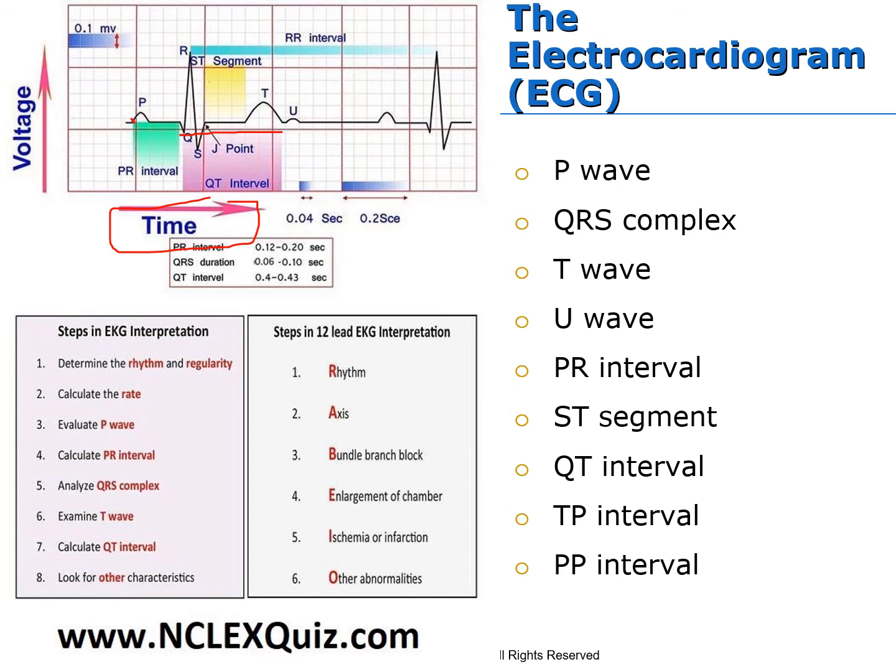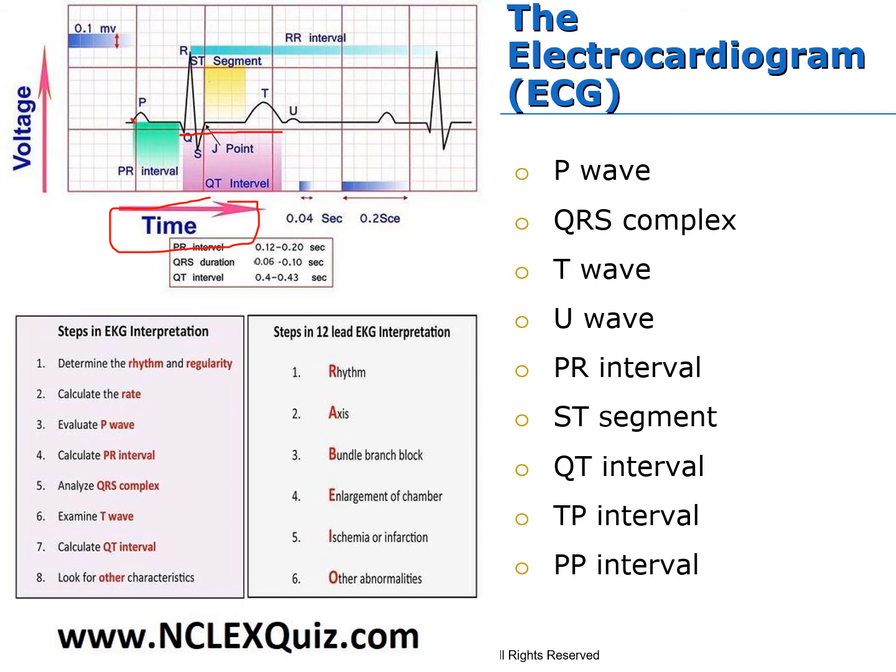TP interval is the isoelectric period, and that's whenever there is no electrical activity detected. The ST segment and the TP interval are compared usually so that you can detect any ST segment changes. So you compare the two to see if there's any kind of change in the ST.